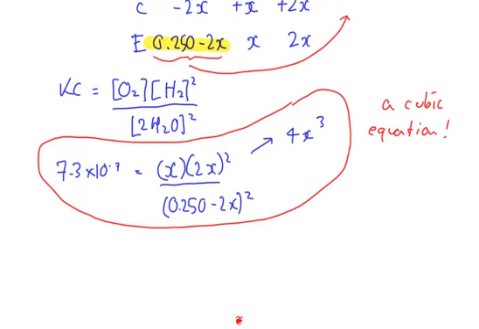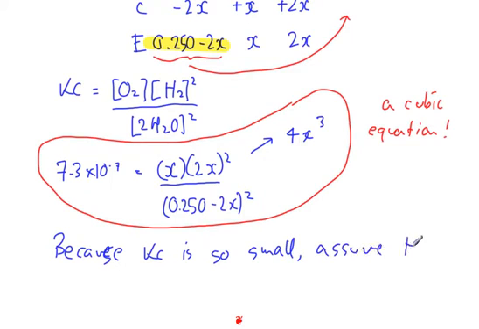And so if you're changing the problem in this way, you must make the assumption. And the assumption basically goes like this. Because Kc is so small, assume that the concentration of water, 0.250 at equilibrium, is approximately equal to 0.250.